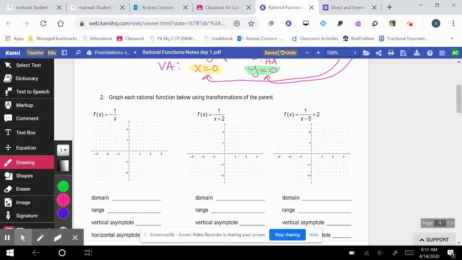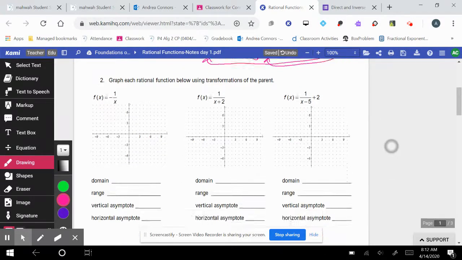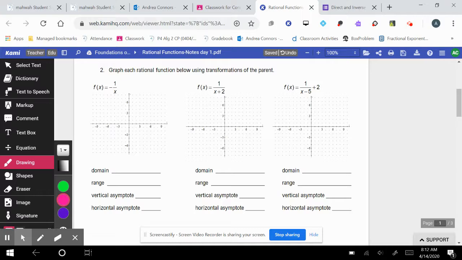So for example, the number one thing you have to do here is find your asymptotes. So here I have a vertical asymptote. Is there anything adding in the denominator with the x? No. So my vertical asymptote is x equals 0. So I go to x equals 0, and I'm going to do a vertical dotted line. I'm going to do the same thing with the horizontal. Is there anything being added? No, it's plus 0. So you know your horizontal asymptote is at 0 as well. So I go to y equals 0, and I would make a horizontal asymptote.